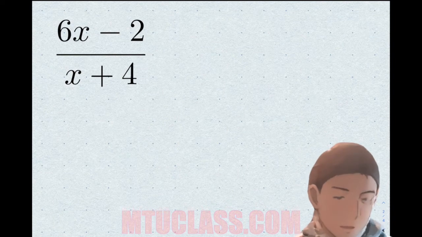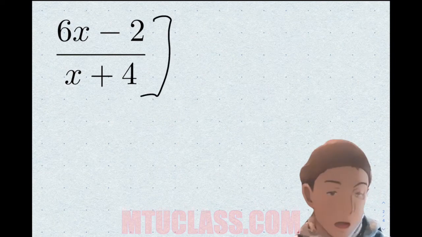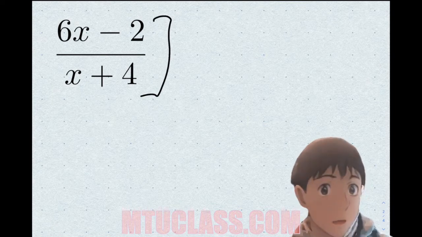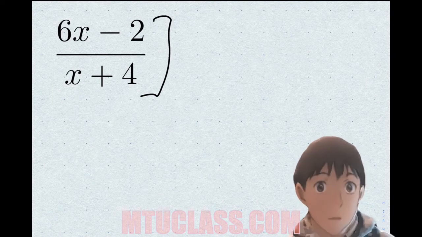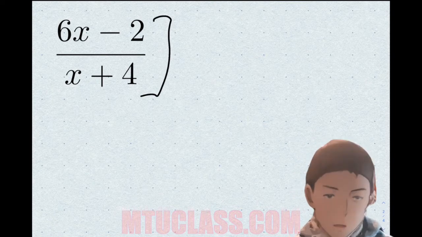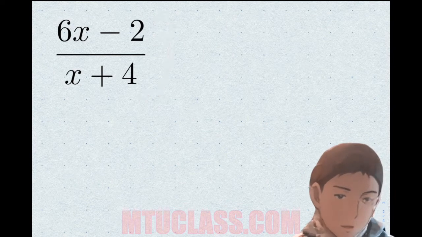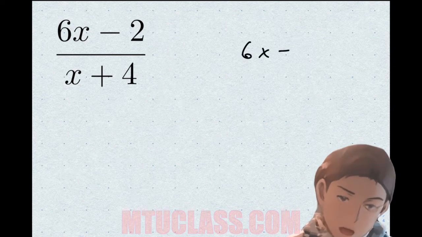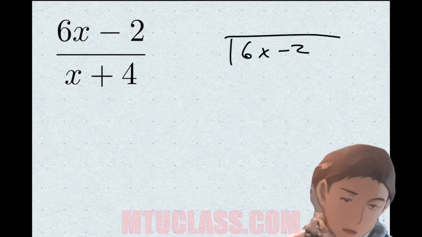So if I have this expression, and I have 6x minus 2 on top, that's my numerator, and x plus 4 on the bottom, that's my denominator. I always put the numerator in the box, no big deal. And again, I know this is old school, but just hang with me. So we go 6x minus 2, and we're dividing x plus 4.